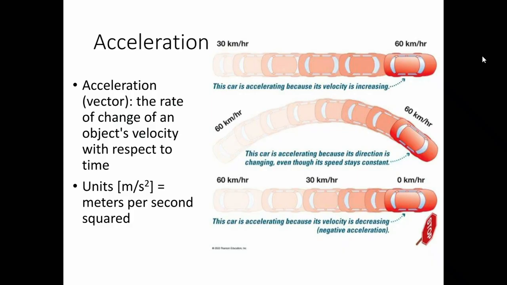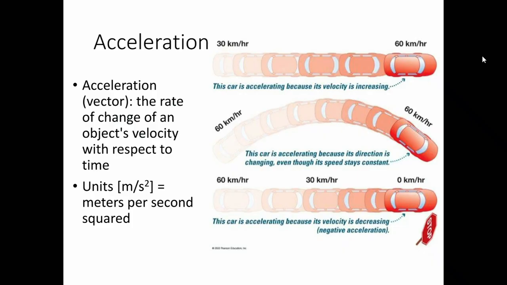Because acceleration is changing velocity, there are 3 different ways that you can change your velocity. You can increase your velocity, which is the top picture. You can decrease your velocity, which is the bottom picture. Or you can change the direction of your velocity.